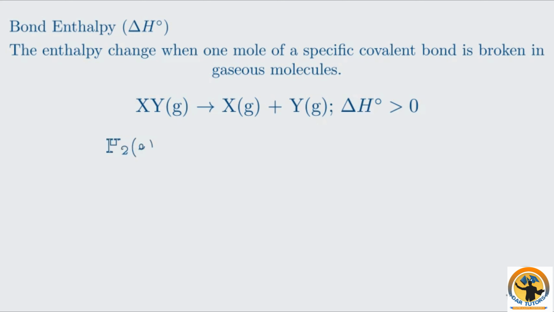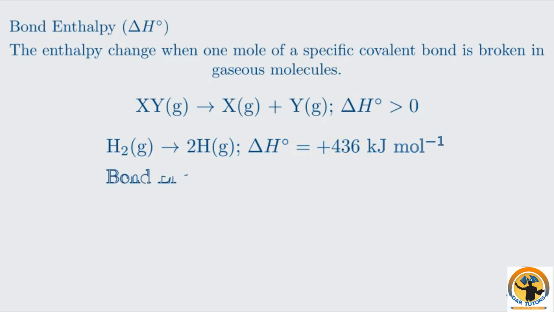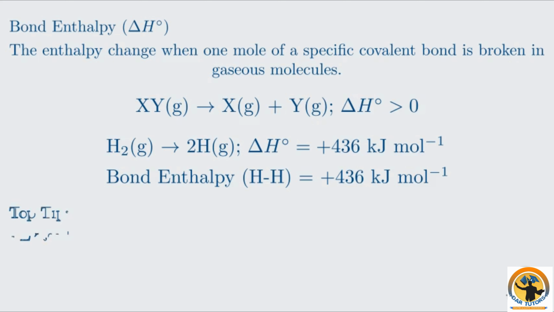For example, to break 1 mole of H–H bonds in hydrogen gas to form 2 moles of hydrogen atoms in the gaseous state requires 436 kilojoules. This means the bond enthalpy of an H–H bond is plus 436 kJ per mole. It's important to understand that the size of the bond enthalpy value is a direct measure of the strength of the bond. A larger bond enthalpy means more energy is needed to break the bond, and therefore, the bond is stronger. In the IB Chemistry Data Booklet, you'll find a table of average bond enthalpies.